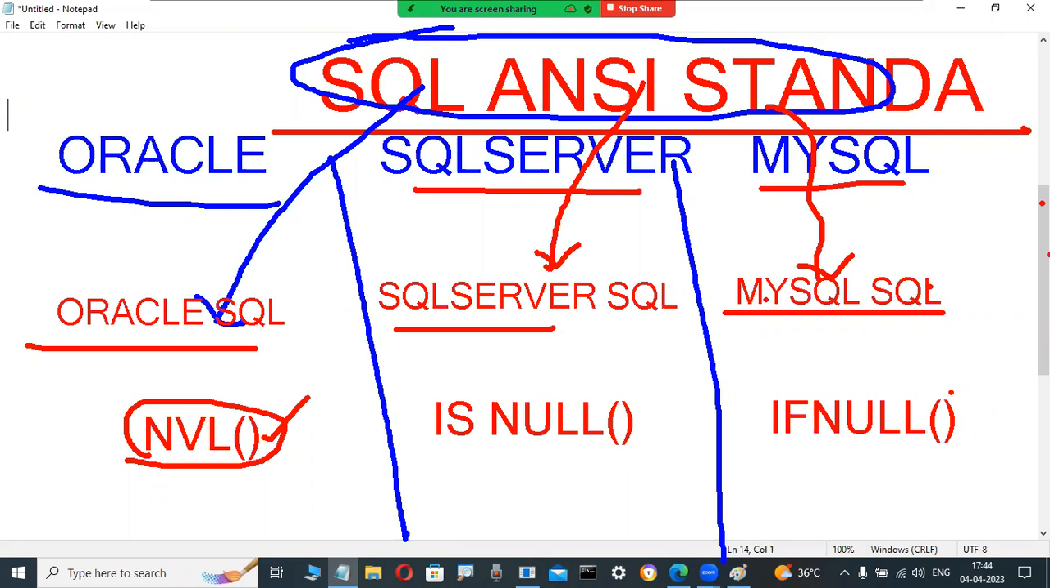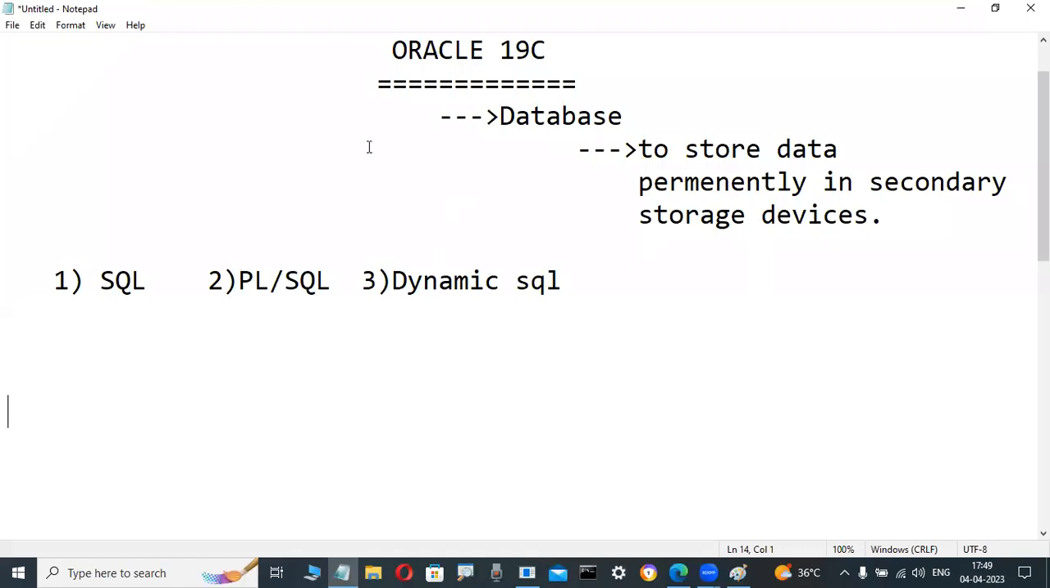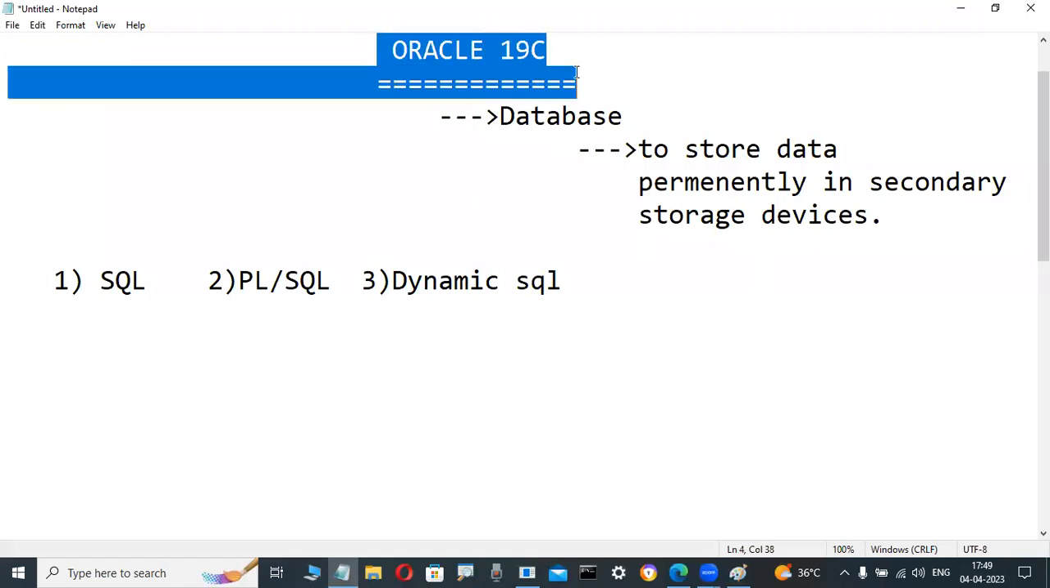Again, MySQL is also created from ANSI standard SQL. The rules are the same, but unfortunately the syntax and functions are totally different. Understood? This is a very simple example, so everyone can understand. That's why in our course we are learning the Oracle SQL language.